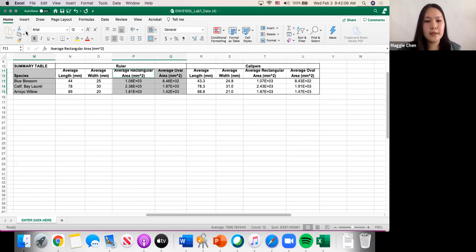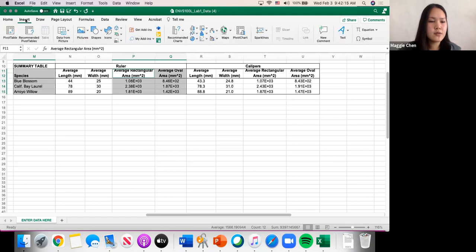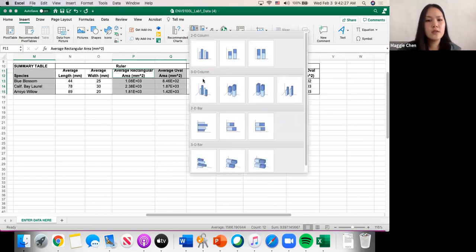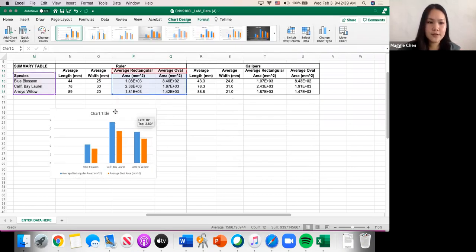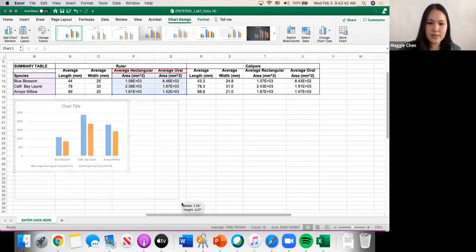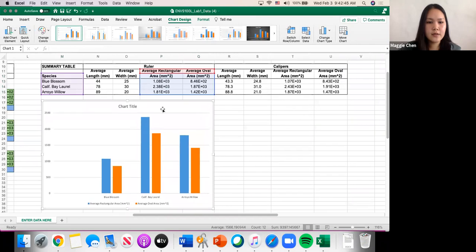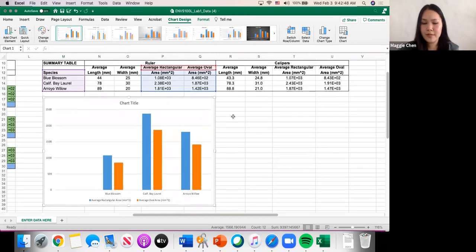So from here, if we're going to make our chart, right next to the Home tab at the top, there's this Insert tab. And once you click into the Insert tab, in the middle of this toolbar, right next to Recommended Charts, there's also column charts that we can make. So we'll just click into column charts. There's 2D, 3D, 2D bar, 3D bar, but we're going to want this very top clustered column 2D chart. So we'll click into that and it'll give us our first clustered chart. We'll make this a little bit bigger. And this is our chart for our ruler measurements.